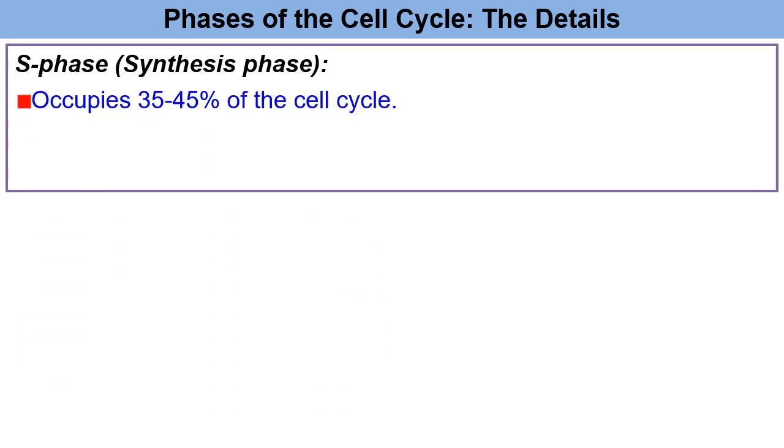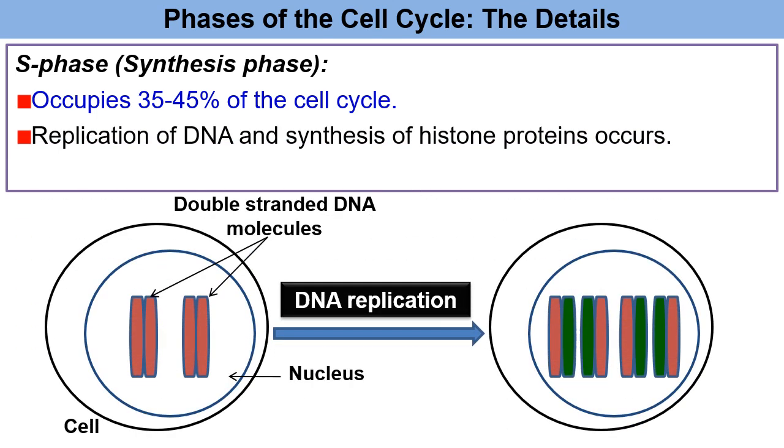The S phase, or the synthesis phase, follows the G1 phase and occupies 35 to 45% of the cell cycle. Two key events occur during the S phase of the cell cycle. The first one is replication of DNA and synthesis of histone proteins. During replication, each DNA molecule is duplicated. Each resulting DNA molecule is called a chromatid, and the pair of duplicated DNA molecules is called sister chromatids.